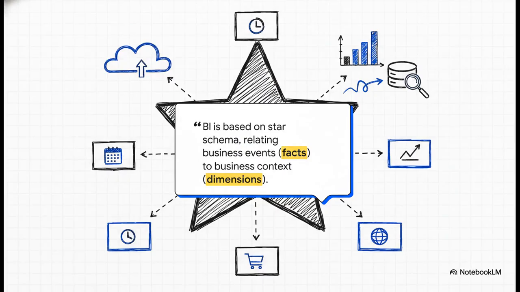And look, this wasn't just some abstract idea from a textbook. As this data professional points out on Reddit, the star schema became the actual blueprint for business intelligence. It's how you take all those raw business events and wrap them in meaningful context so you can actually figure out what's going on. It's clean, it's organized, it's a classic for a reason.